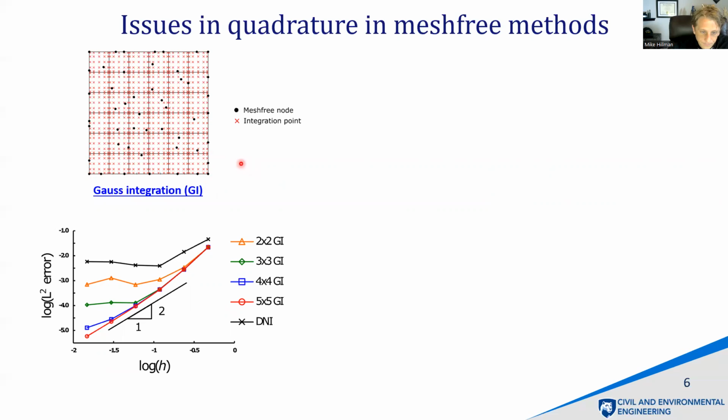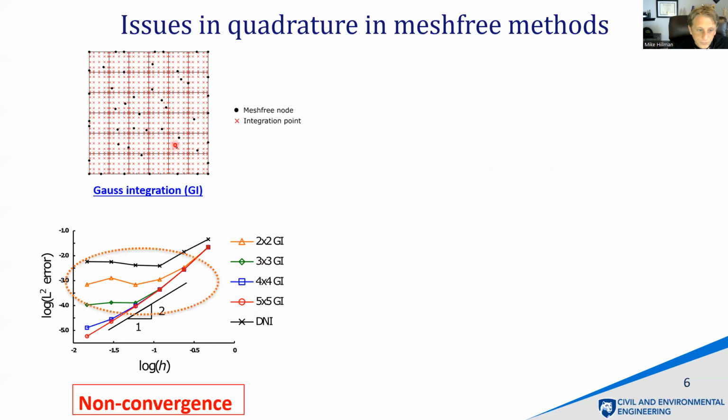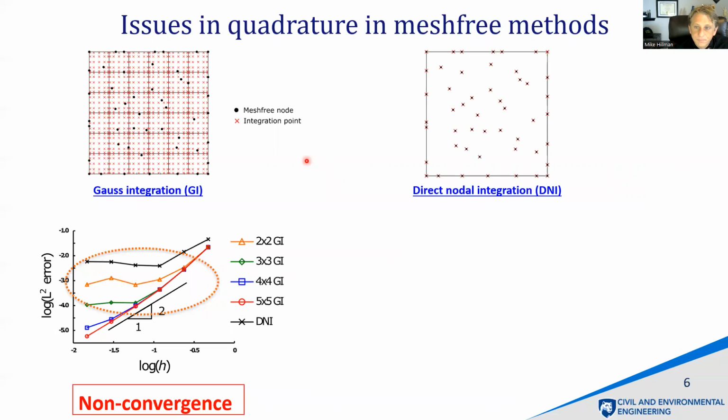So what happens? Okay, so I'm testing different orders of quadrature, 2 by 2, 3 by 3, up to 5 by 5 Gauss integration, GI here. And it turns out that you need very high order Gauss integration in order to get the optimal convergence rate. So here's 2 by 2, for example, you see it just stops converging.